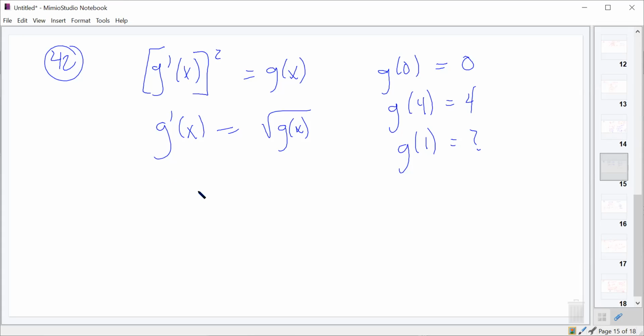Oh man, I'm not happy with this one. Let's see. Have a good one, Emily. I have to think here for a second. G prime squared is G for all real x. So G prime, or the derivative, is just 2 times the square root of G.